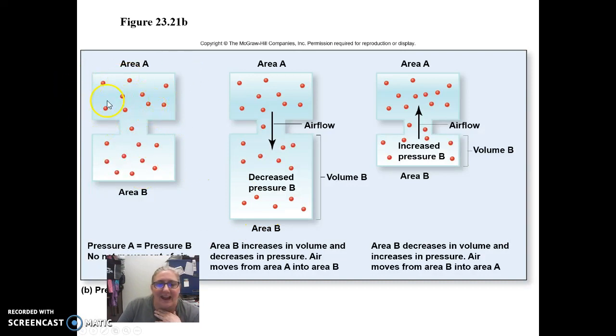So think of A as the atmosphere and B as our lungs. When they both have the same pressure, airflow is going to basically stop. There'll be air going in and out at equilibrium, so we're not going to get any net air. But if we increase our lung size, we decrease the pressure and air moves in. If we decrease the lung size, that increases the pressure in the lungs and air moves out down its pressure gradient.